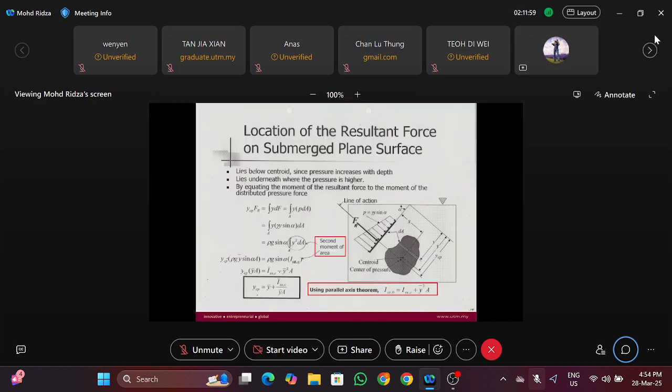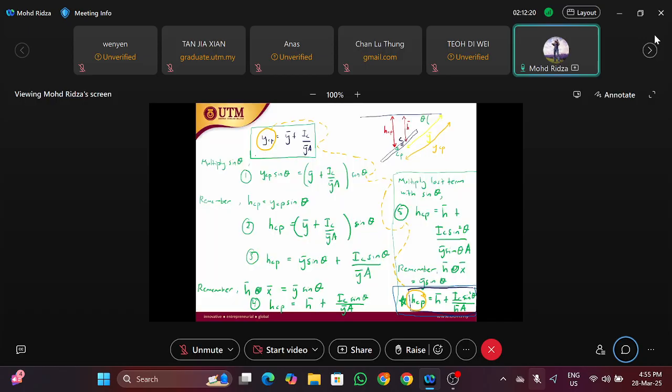Here, they are using Y. Why are they using Y, YCP? Because this Y is the inclined distance. It is inclined. But you don't have to use Y. We use the vertical distance, HP. So from Y, we convert into HP. What this slide is doing is just converting from Y, the inclined distance, towards the vertical distance, HP, HCP or HP or H bar.